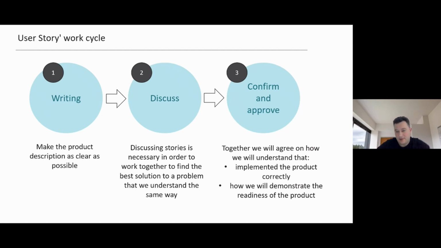And the last step and the last accent is about how together we will agree on how we will understand that we implemented the product correctly, and how we will demonstrate the readiness of the product. Because user story writing is about the demonstration, the demo of functionality as well. Yeah, this process is also related to such kind of activity, and we shouldn't forget about that.